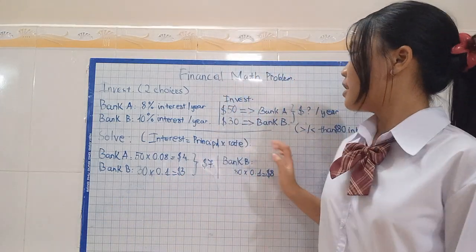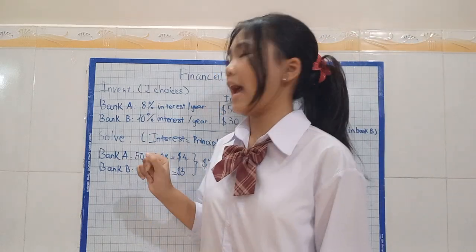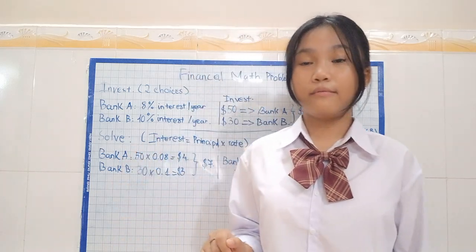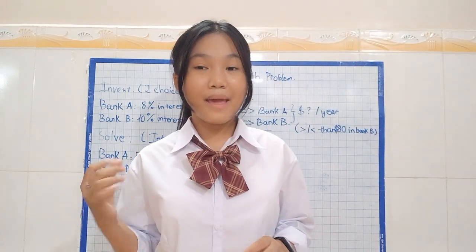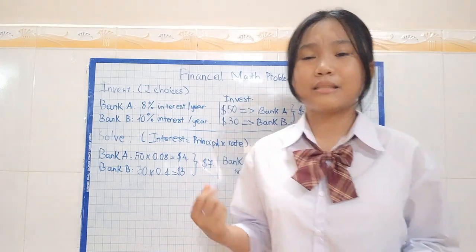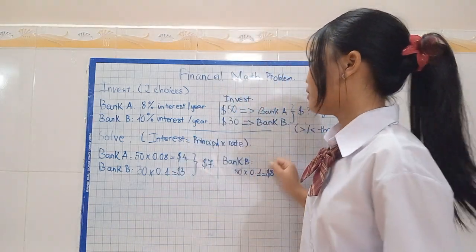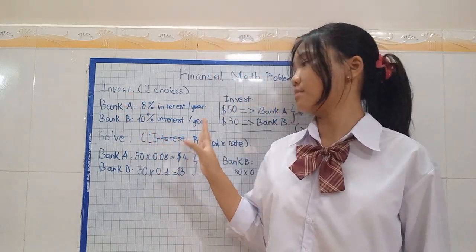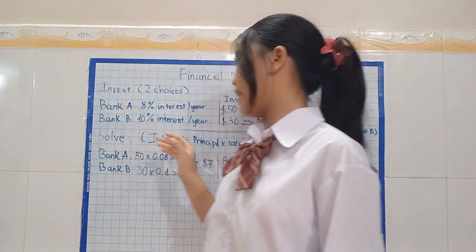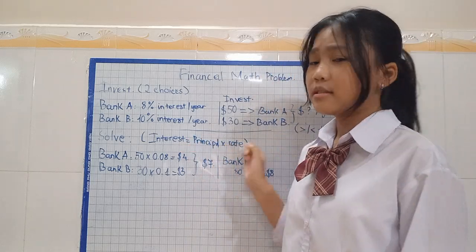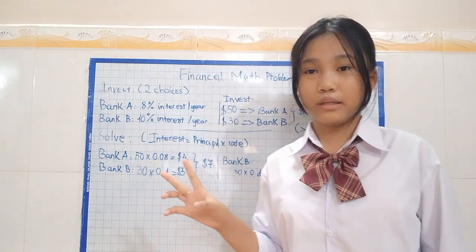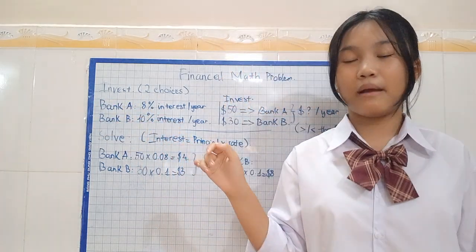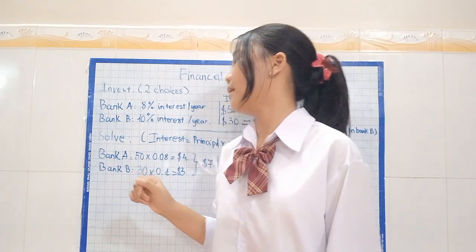we are going to look at the facts. We have two choices when we're investing. Imagine I have $80 and I want to invest so that I could earn at least something from my investments. So we have two choices here. First, Bank A, which has 8% interest per year, and Bank B, which has 10% interest per year. These are the two valuable things we need to remember. Bank A, 8% interest, and Bank B, 10% interest.